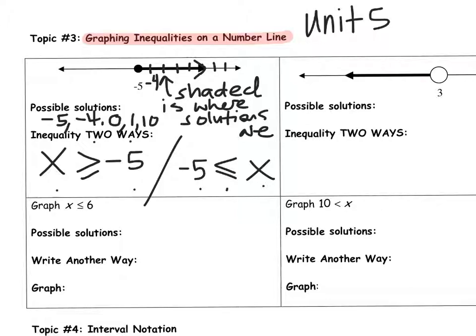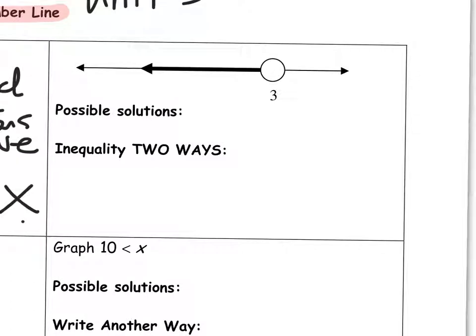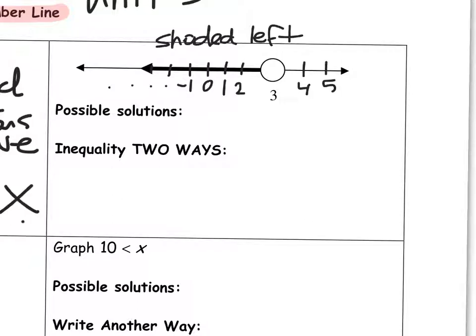Alright, let's try another one. The next one we have this graph, and I noticed a couple of things. First, I shaded to the left. Our last inequality we shaded to the right, and this one we shaded all of the values to the left of 3. Let's think of some example values: 2, 1, 0, -1. You could continue that list. Those are all values to the left of 3 on a number line. Values to the right of 3, like 4 and 5, are not solutions because they're not shaded.